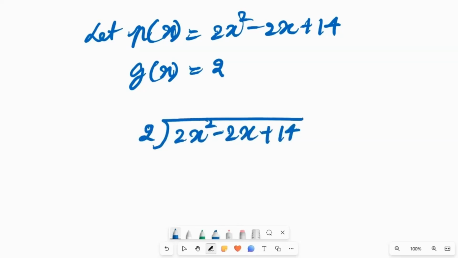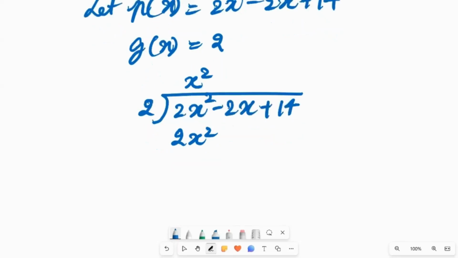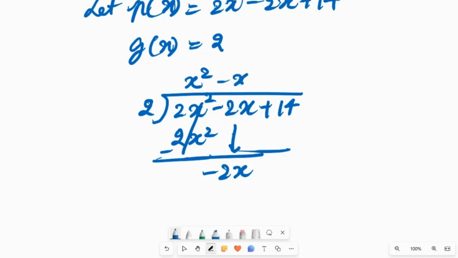So the procedure to divide two polynomials is, find the term that is to multiply to the first term of g of x to get the first term of p of x. So first term of p of x is 2x square, and first term of g of x is 2. So what is the term that is to multiply to 2 to get 2x square? It is x square, right? So multiply x square, we get 2x square, and change the symbol from plus to minus, and minus to plus. So this should be 0, bring this down, minus 2x. Same procedure. What is multiplied to 2 to get minus 2x? So we would multiply minus x, right? So this minus x would become here.